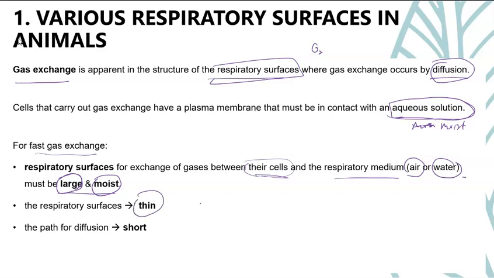Okay, alveolus, it is one cell thick. The blood capillaries surrounding the alveolus are also one cell thick. So it must be thin. So this reduces the distance for the gas to diffuse across the respiratory surface. And then the path for diffusion must be short. Sebab respiratory surface too thin, so the distance will be short, and this increases the rate of diffusion. So distance must be short disebabkan oleh apa? Respiratory surface tu tadi thin. One cell thick, for example.